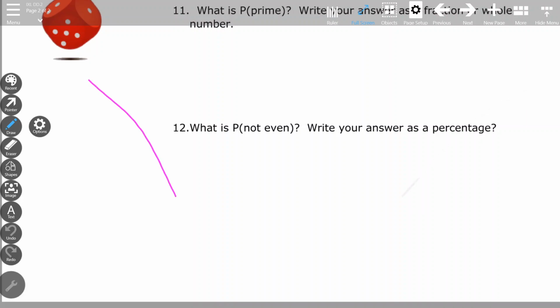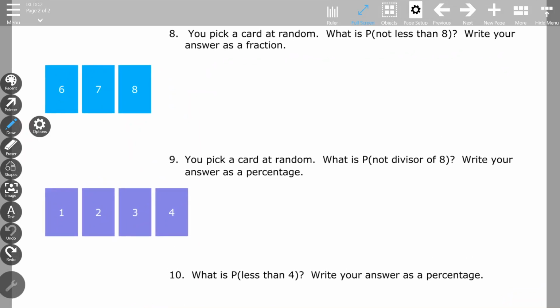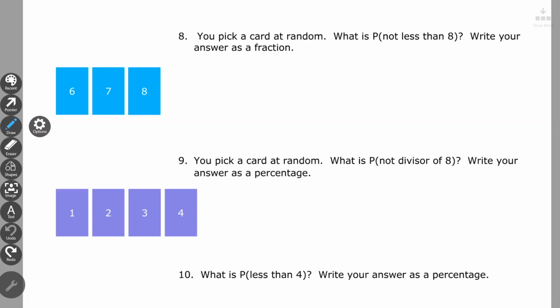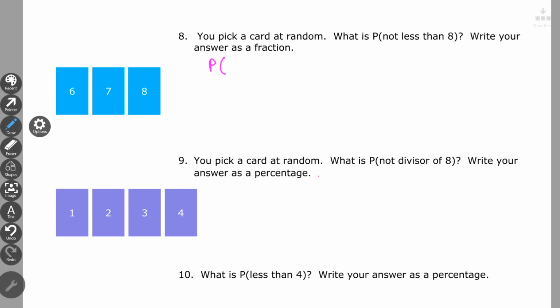All right, it says you're going to pick a card at random. So the blue cards are what we're looking at, okay? You're going to pick a card at random. What is the probability of picking a card that is not less than 8? Write your answer as a fraction. Now, this is one of those that will be much easier if we say, okay, first let's find the probability of less than 8.